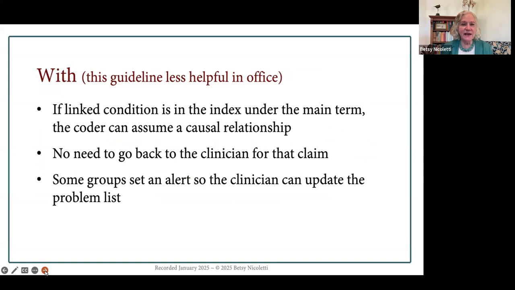We also have the "with" guidelines in ICD-10. Now, this is a little less helpful in the office because our practitioners are essentially coding from the tabular. Our practitioners are not looking in the index and then going to the tabular listing. But if there's a condition that is linked with the word "with" in the index, then a coder can assume a causal relationship. So if you go to diabetes, then it says "with," there's a whole list of conditions. If a practitioner had chosen diabetes unspecified and diabetes and cataract, say, then the coder could assume a causal relationship because in that index it has the word "with."